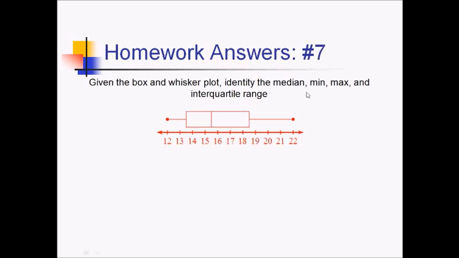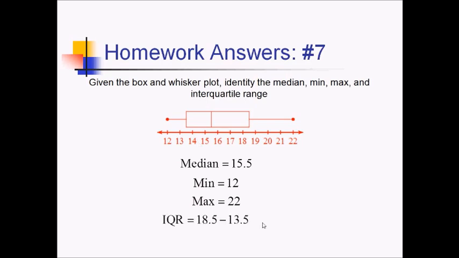To find the median, min, max, and interquartile range of this box and whisker, let's start with our median. That's going to be this middle line here. That's going to be about 15.5. For the min, we've got the left whisker endpoint of 12. For the max, the right whisker endpoint of 22. And then for the IQR, we've got 18.5 minus 13.5, right minus left side of the box. And that's going to come out to exactly 5.